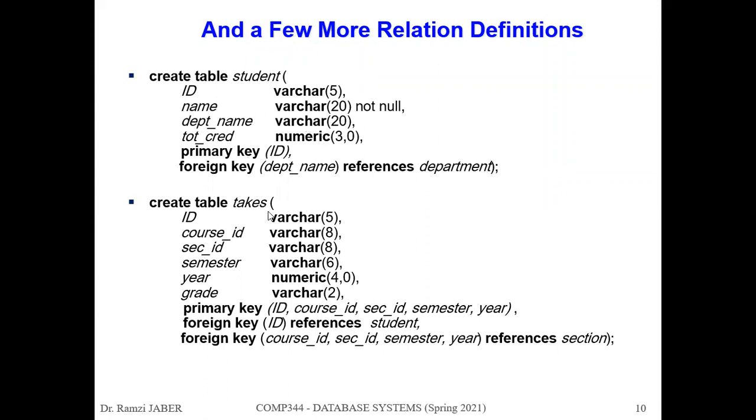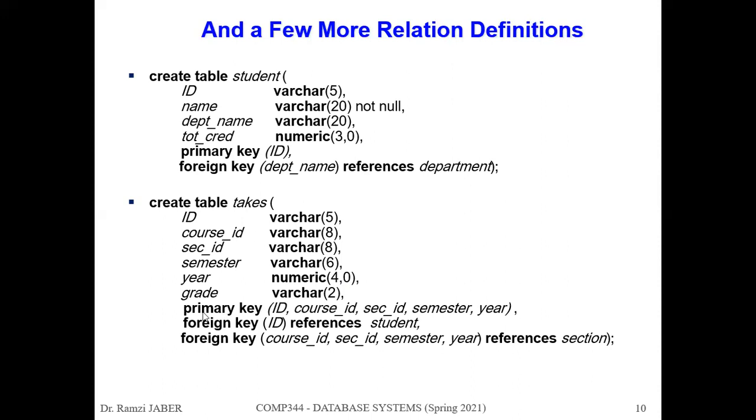Here we have another table called takes. So create table takes. The same: ID, course ID, section ID, semester, year, grade. As you can see here, we have different IDs. So these are foreign keys. Varchar, varchar, varchar, varchar, varchar. Here the year is numeric 4, comma, 0.